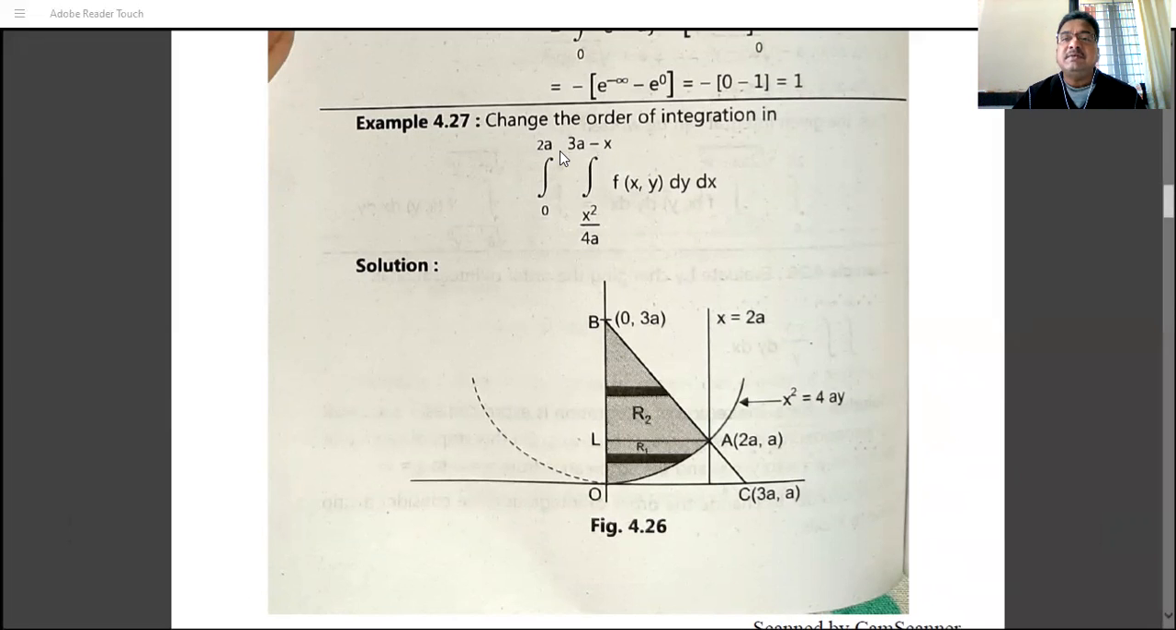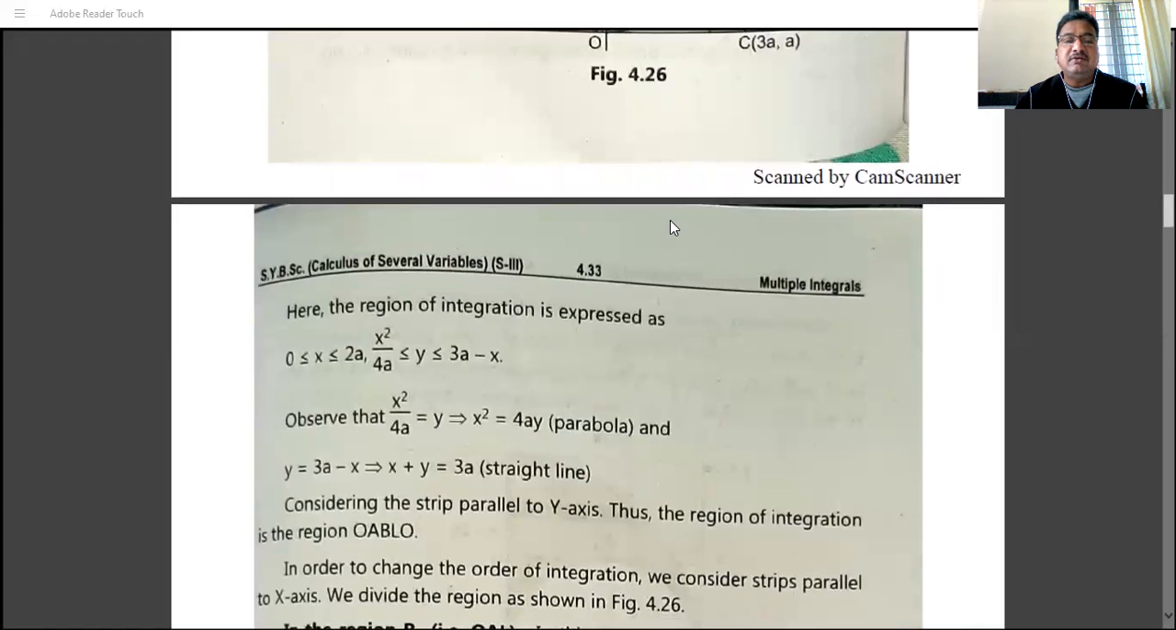And the constant term is not equal to 0. The constant term is 3a. Therefore, it does not pass through origin. The line does not pass through origin. And so how we can draw the figure of this line? So just find 2 points on this line. You need 2 points on this line.